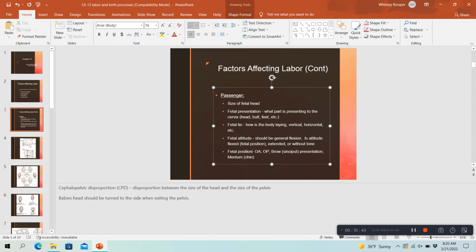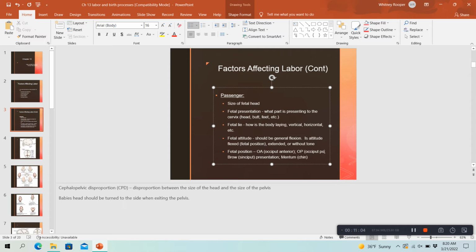And then fetal position is what I just told you. OA would be occiput anterior. OP would be occiput posterior. Brow is sinciput, which is what I just told you. This is the brow. Mentum is a chin presentation. Now, when I say OA and OP, this is real important that you understand, because now we're getting down to the details of the presentation.